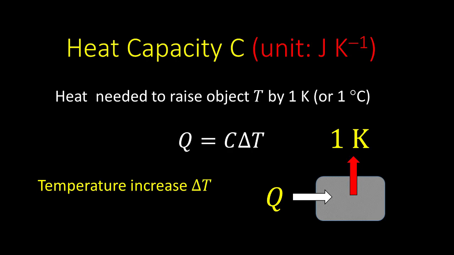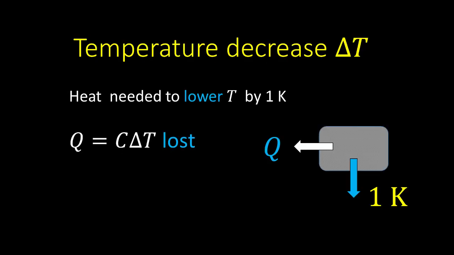An object, or a body or a system, has a heat capacity, capital C, defined as the heat needed to raise its temperature by 1 degree centigrade or 1 Kelvin. If you know the heat capacity, C, of an object, then to raise that object by a temperature delta T requires Q equals C delta T joules. Conversely, to lower the temperature by delta T requires Q equals C delta T joules of heat to be removed from the object.